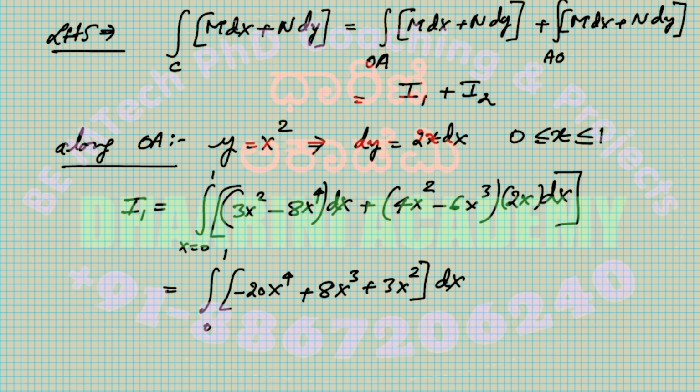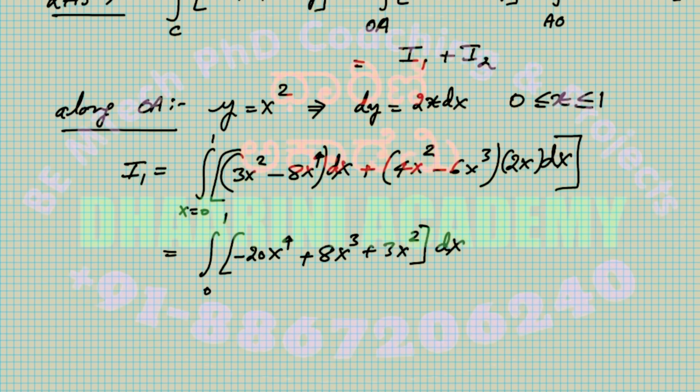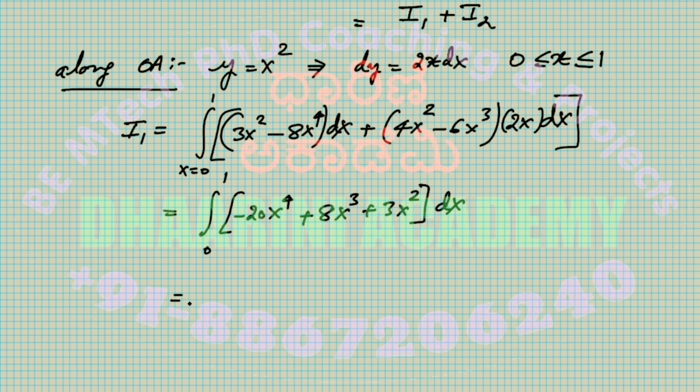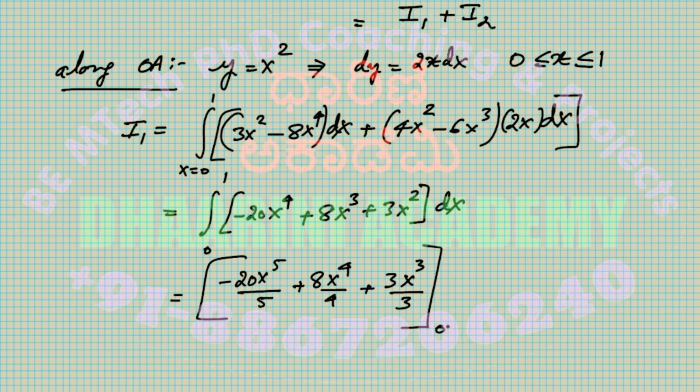Very straightforward question now, right? So simple integration. So this should be equal to, right, this is minus 20 x to the 5 divided by 5 plus 8 x to the 4 by 4 plus 3 x to the power 3 by 3. So this whole thing substitute 0 to 1.